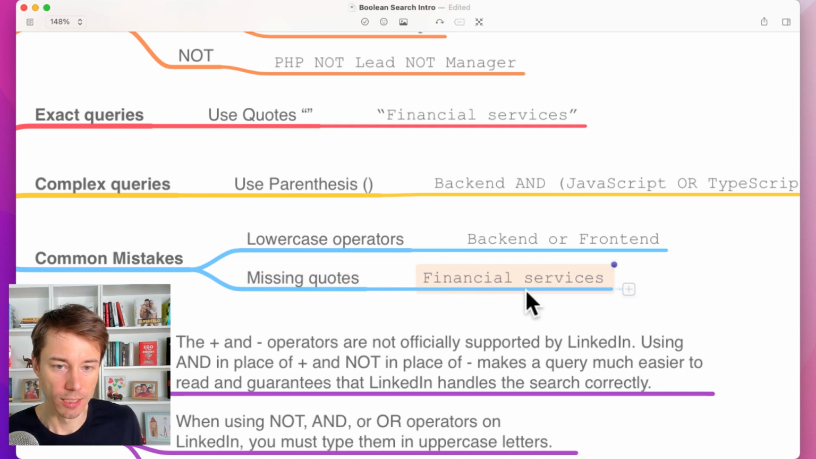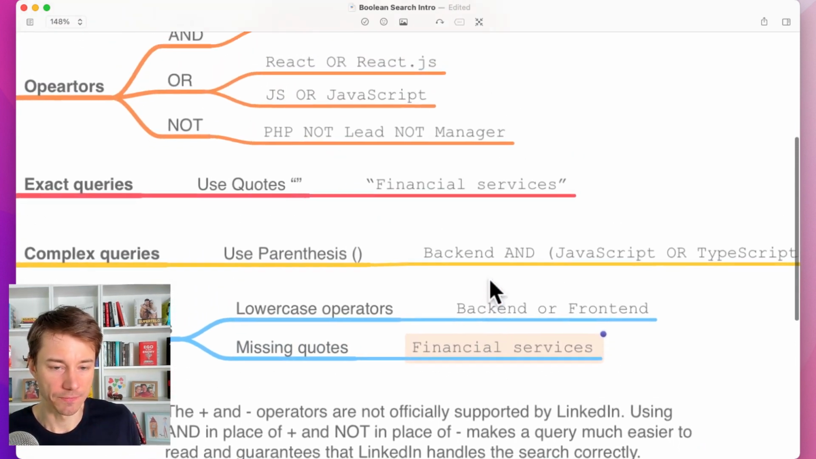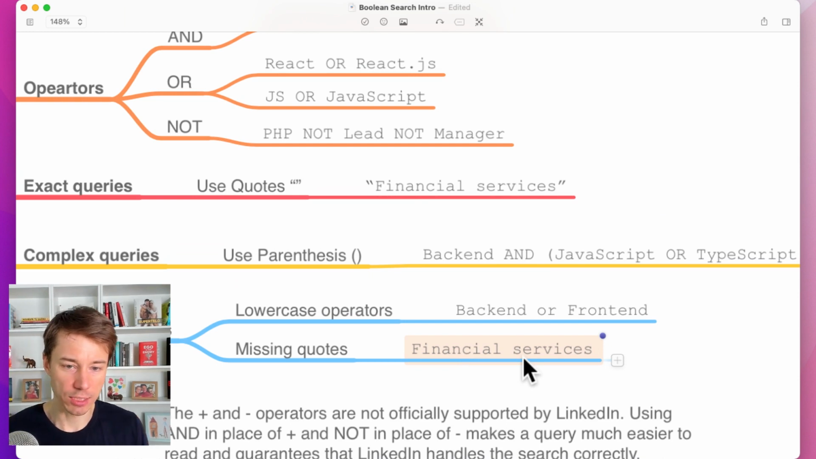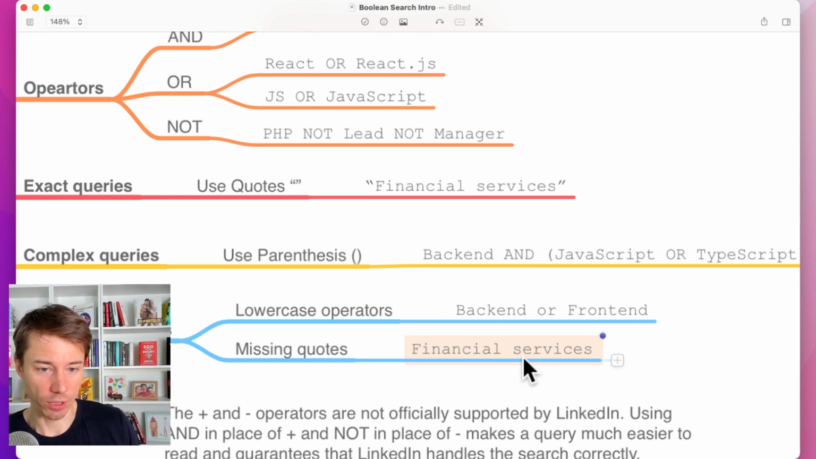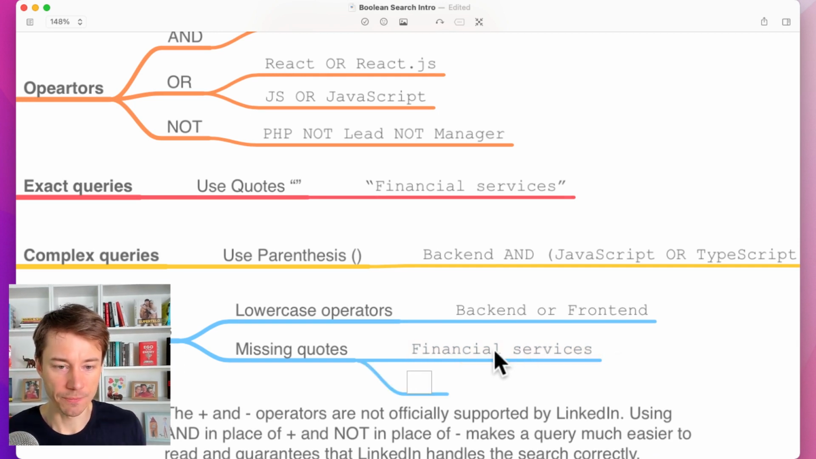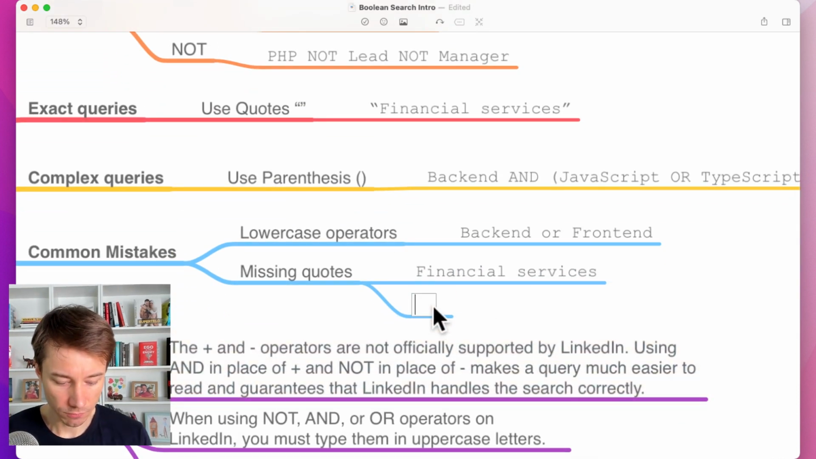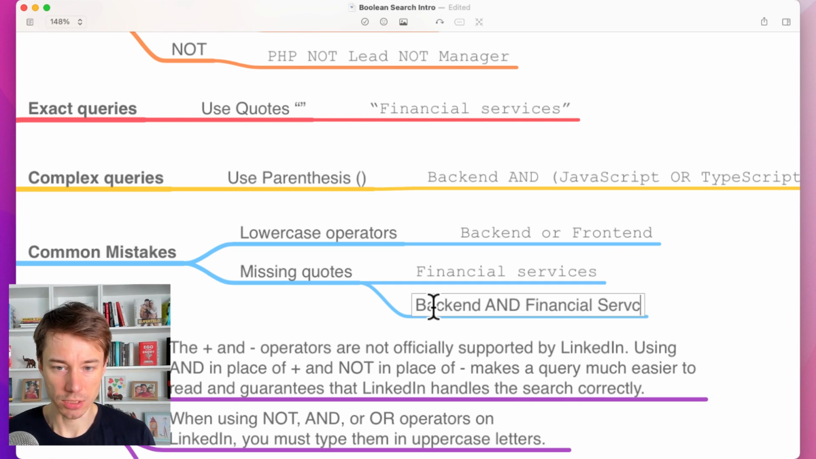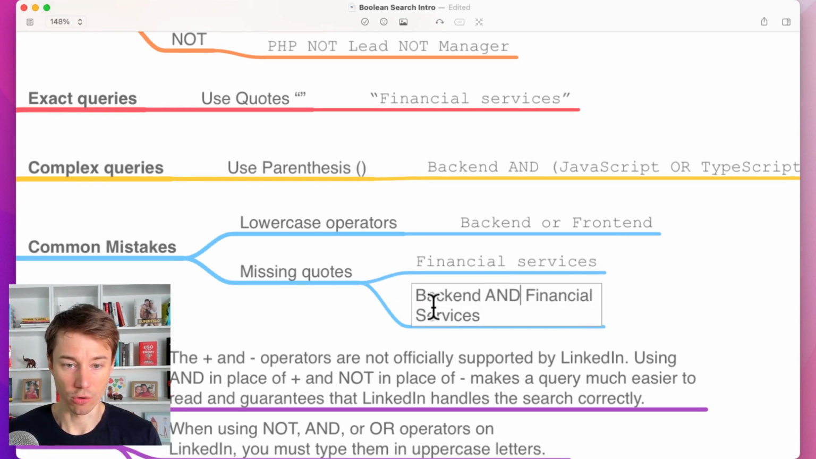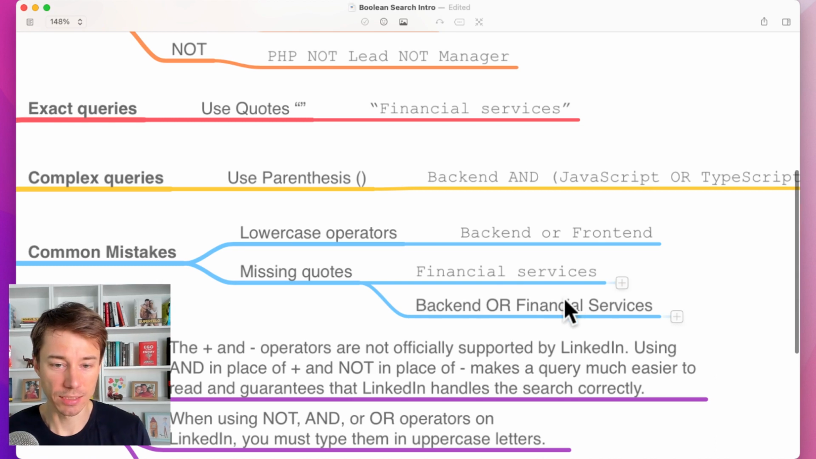Missing quotes also. I mean, there is nothing wrong about writing financial services without quotes if that's what you intend, but I've seen it with my colleagues when they didn't intend it this way. So, just be careful, and when you see a phrase that should appear, then always add quotes, because you may see an example such as say backend and financial services, or say backend or financial services, and then what would really happen? It's really hard to say.